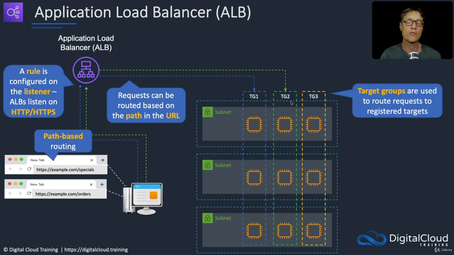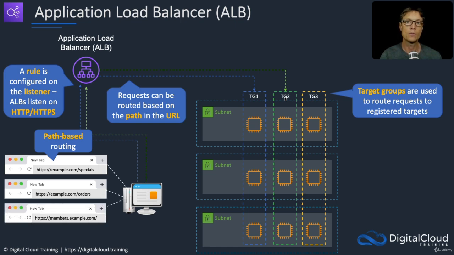Now, this is called path-based routing because we're routing based on information in the path in the URL. The path is what comes after the example.com. So we've got /specials, that's the path. So /specials goes to target group 1, /orders goes to target group 2.